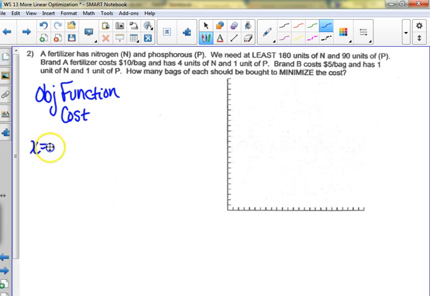So I'm going to use X and Y. You can use A and B, but then you've got to be careful when you go to graph it, okay? So X is the number of bags of brand A, and Y is the number of bags of brand B. Is everybody okay with that? All right, so can anybody help me with the objective function? I always do it first because then I can cross that out. I don't need those numbers anymore.